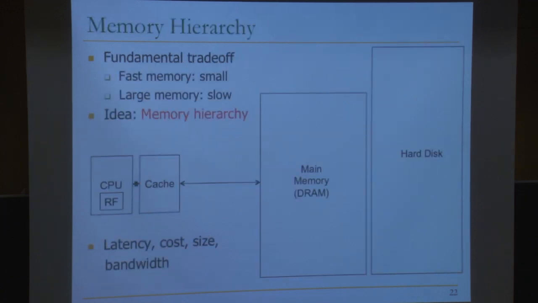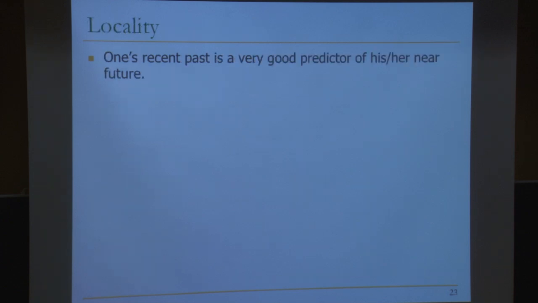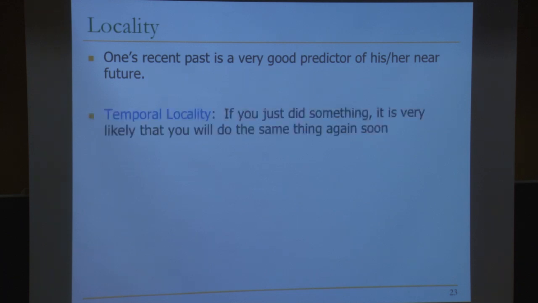One thing we're going to exploit to make this fast is the locality of reference. The idea here is that one's recent past is a very good predictor of one's near future. This doesn't always hold true, but it holds true when I look at you, for example. I predicted this based on the principle of locality. If you just did something, it's very likely that you will do the same thing again soon. If I'm lecturing right now, it's likely that I'm going to lecture in the next 5 minutes. So that's one example.